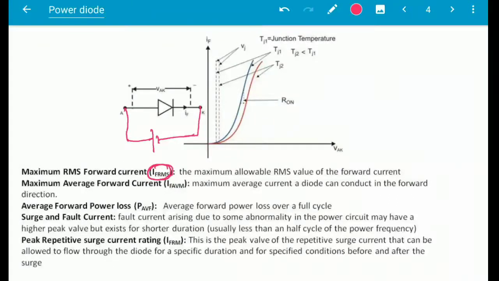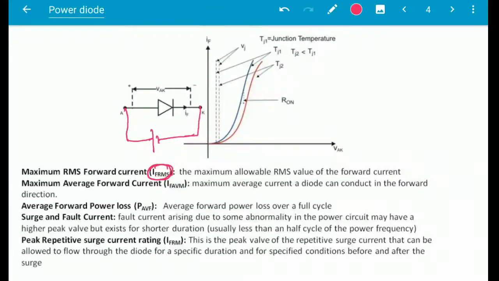And next is the maximum average forward current. This is the maximum average current a diode can conduct in the forward direction. Next is the average forward power loss. This is the average forward power loss over a full cycle. These things we have to remember.